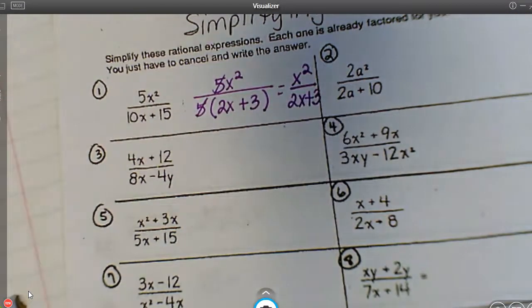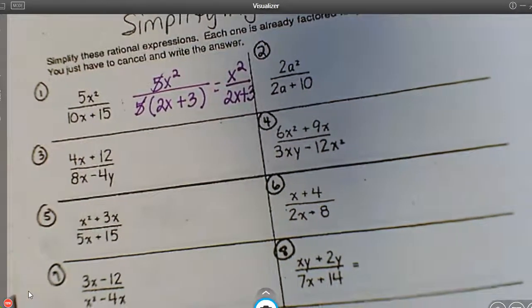You can't ever get rid of the 2x plus 3 unless you get rid of the whole 2x plus 3. You can't separate it. Okay? So let's look at a couple more. Let's look at number 3.